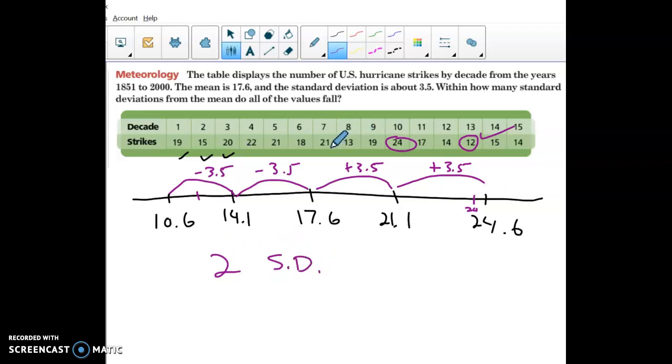And as we'll start to talk about in the next lesson, with a lot of data, if it's called normally distributed data, most of the data will be centered around the mean, right? And we won't have to go out too many standard deviations to cover everything. And that's kind of leading into our next lesson.